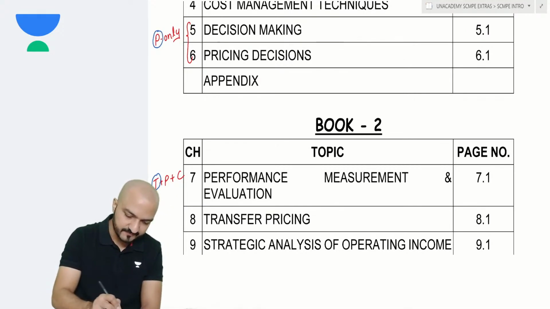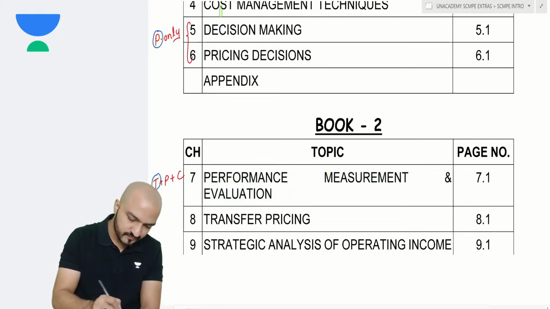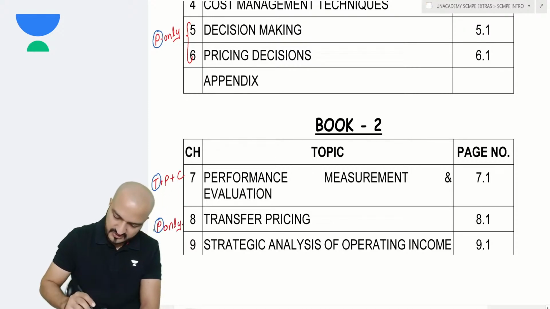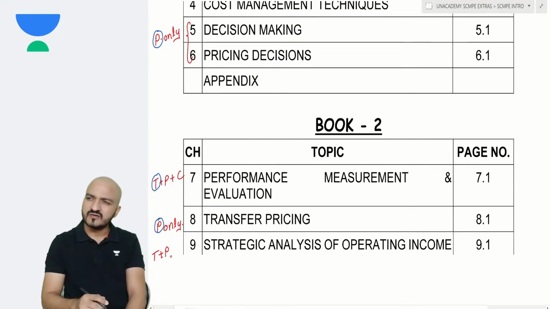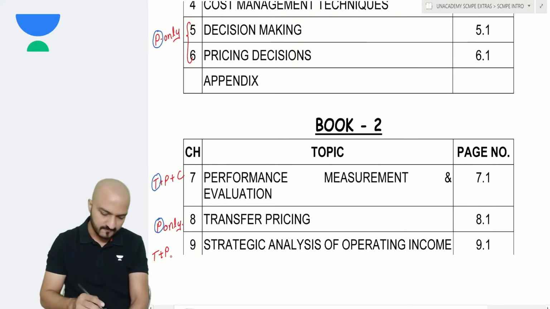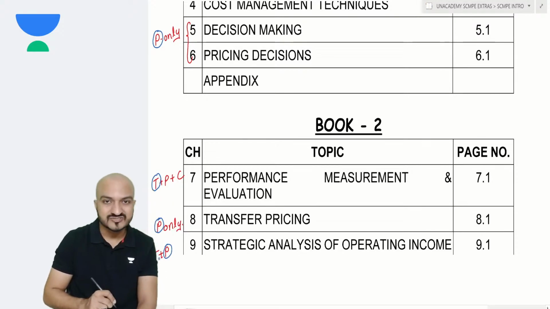Decision making, pricing. These chapters are more important for theory. Chapter 7, performance measurement and evaluation, is more important with respect to theory. Then chapter 8, transfer pricing, is mostly practicals only. So only practicals are important there. Chapter 9, strategic analysis of operating income, contains theory plus practicals both, and case studies are not quite there. But yes, it contains theory plus practicals, and practicals are mostly important there.